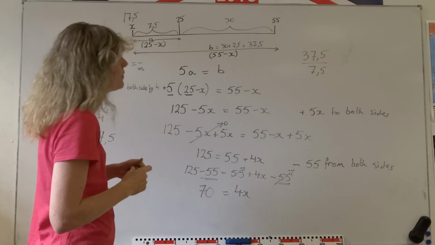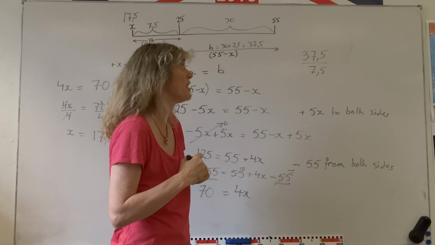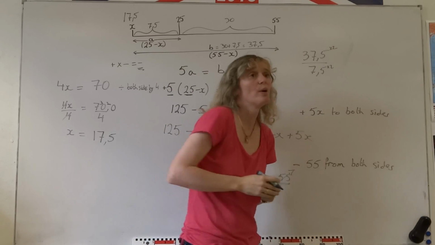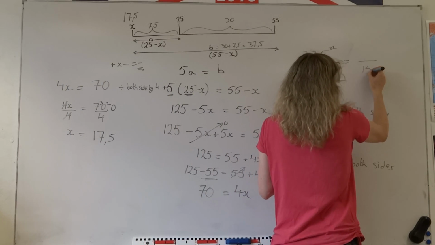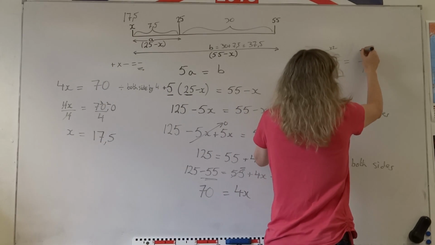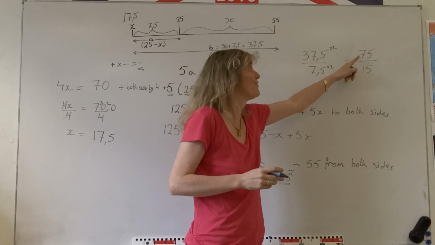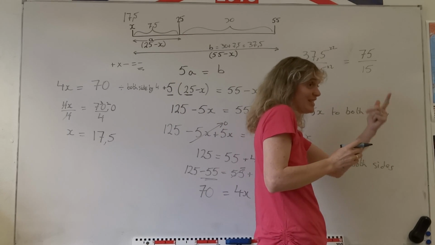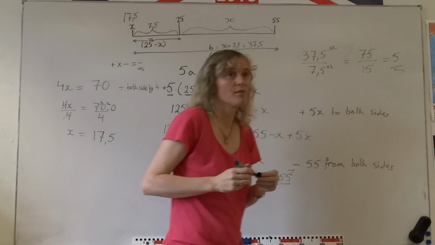We can't divide with decimal numbers, so what could we do? We could multiply both of these by 2 actually. If we multiply top and bottom by 2, we'd get rid of our decimal numbers quite easily. The bottom number, 7.5 times 2, would be 15. 37.5 times 2 would be 75. Sorry. And now 75 divided by 15 will give us 15, 30, 45, 60, 75. Oh look, it gives us 5.